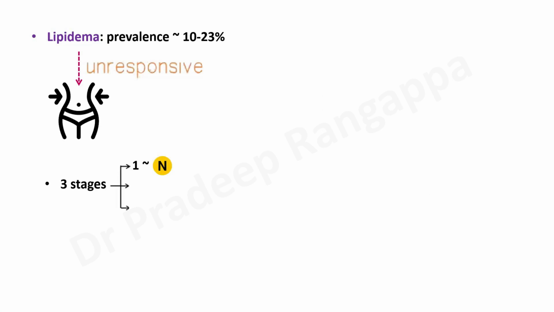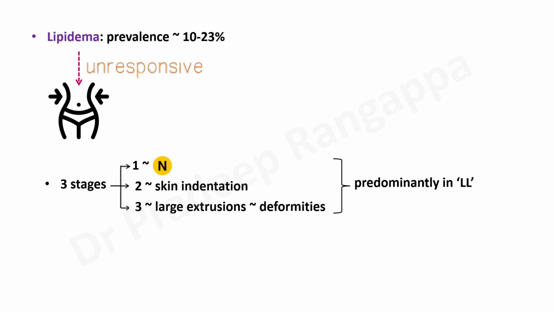There are three stages described in the literature. Stage one is where they have normal skin. Stage two is where they have skin indentation. And stage three is where they have large extrusions leading to deformity. So our patient had stage three lipedema, and she had it for 10 years. It had gradually progressed. Predominantly, it's present only in the lower limbs. Actually, she did not look very obese, but when we saw her legs, they were very bulky. So she had grade 3 lipedema. So that's about the five cases.